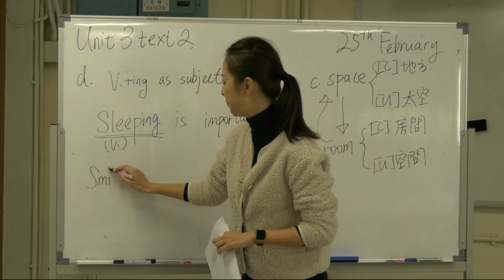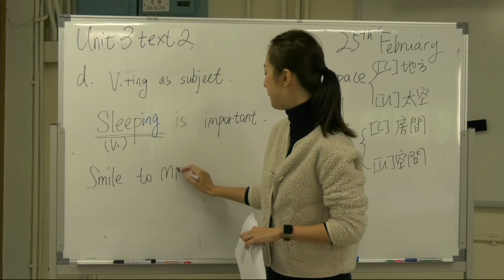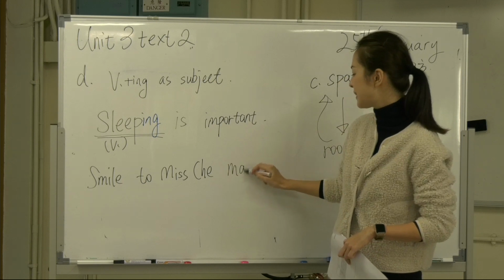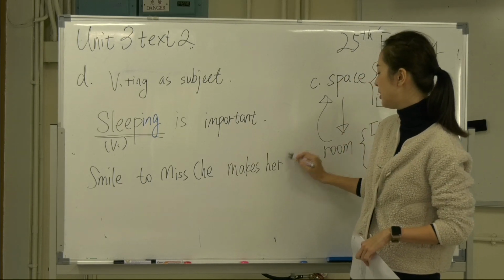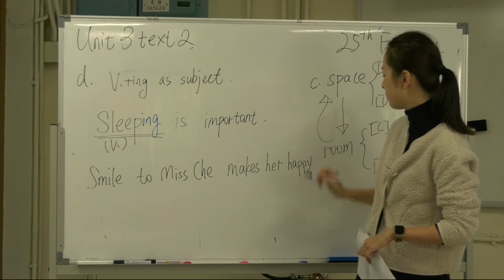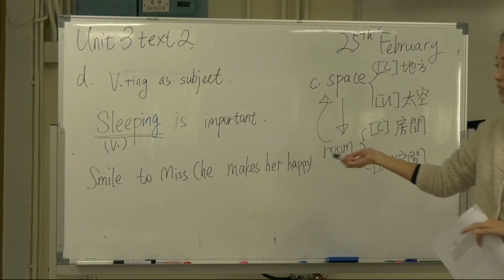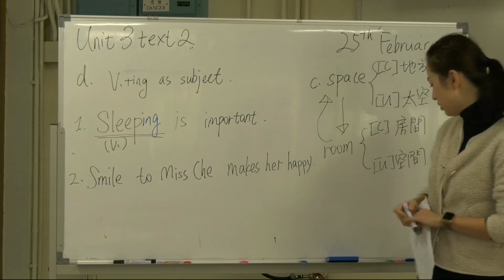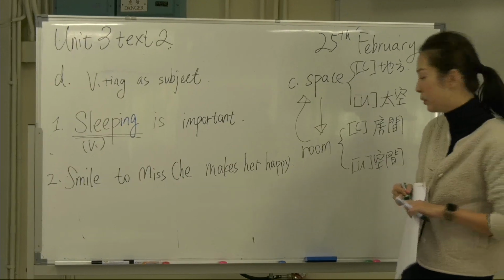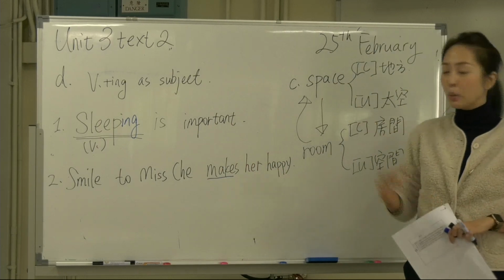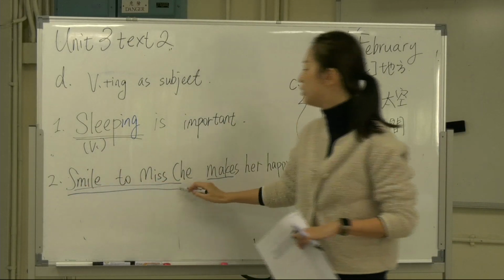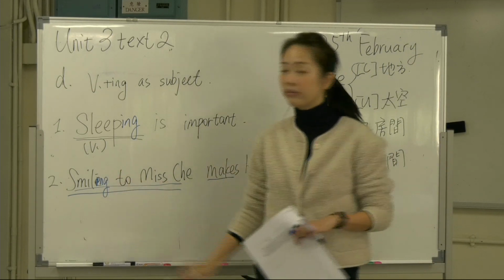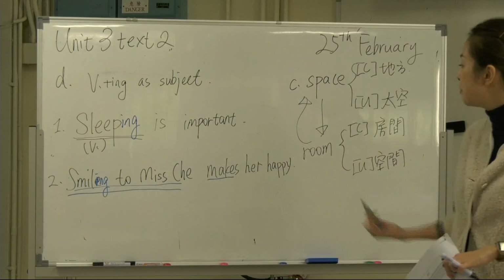Smile to Miss Tan makes her happy. So let's look at this one. This sentence is wrong. So what is the verb first? So very clearly, makes. 令到, makes her happy. So what is the subject? Smile to Miss Tan. So we have to add ing to the verb smile. Because smiling to Miss Tan makes her happy.